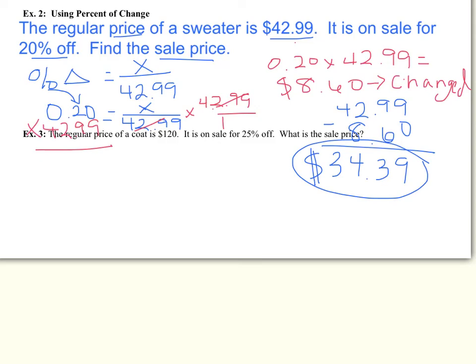So the percent equation part, a little confusing. So I kind of like just that equation right there, where I take the percent times the original, and that's going to tell me how much I'm going to save, and then I subtract it. So lots of ways to solve this type of problem.